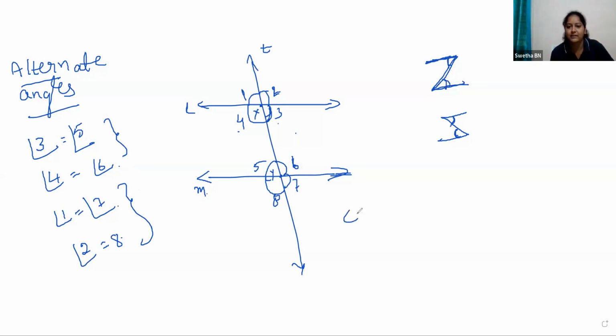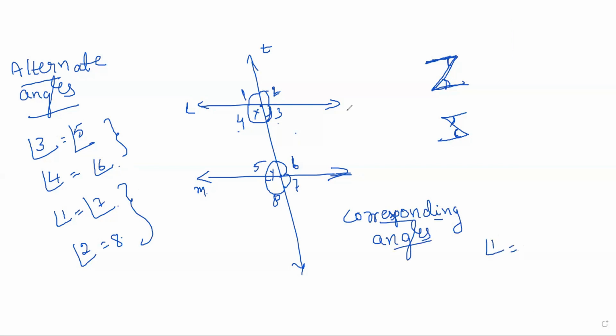Next one is corresponding angles. Which are corresponding angles here? Tell me. 5, ma'am. Very good. Corresponding angles are on the same side of the transversal. See, this is the transversal. You have to see the same side. Alternate means opposite side. 3 and 5 are opposite to each other, 4 and 6 are opposite to each other. But corresponding angles are on the same side of the transversal.